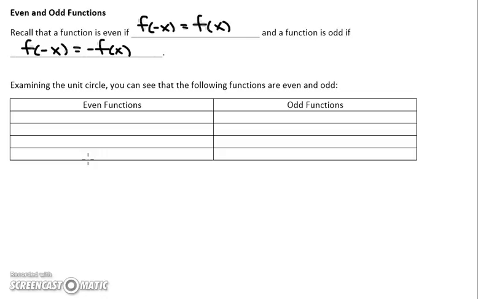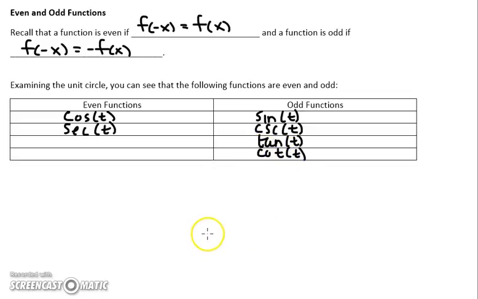So the ones that are going to be even are going to be cosine of t and secant of t. And the fact that those two are paired together shouldn't be that big of a surprise because there's a direct relationship between cosine and secant. And then the other 4, sine of t, cosecant of t, tangent of t, and cotangent of t, are all odd functions.